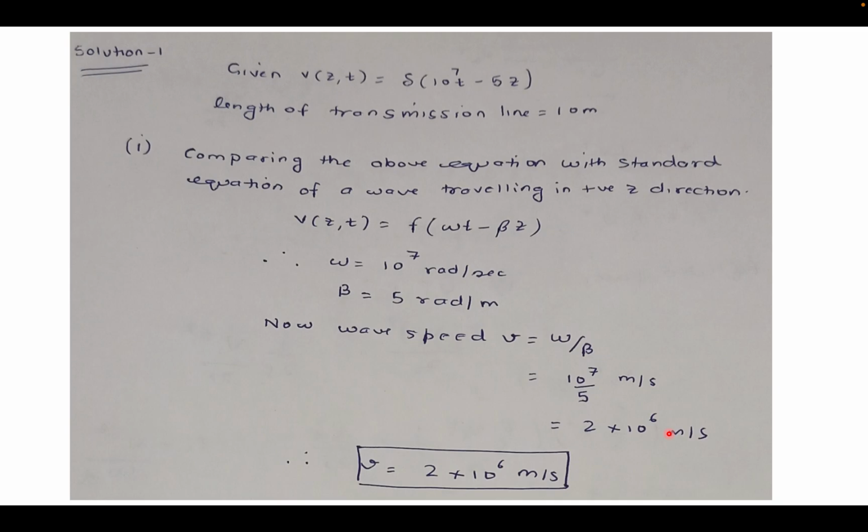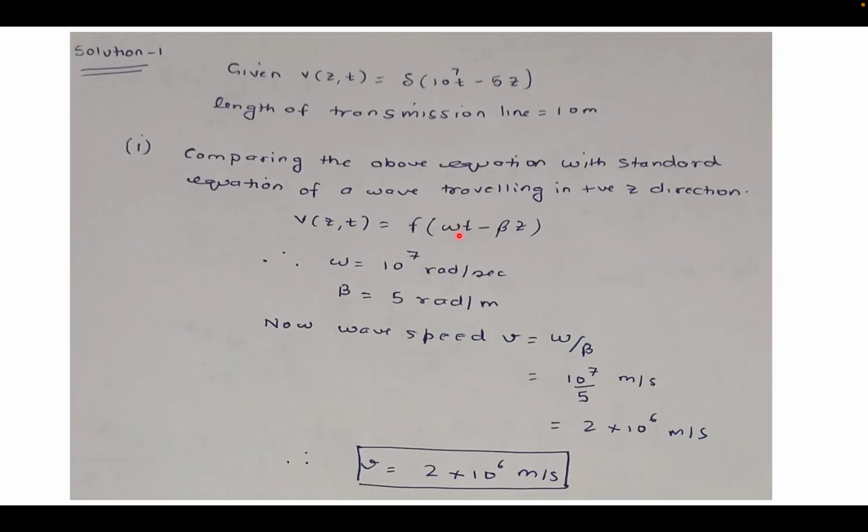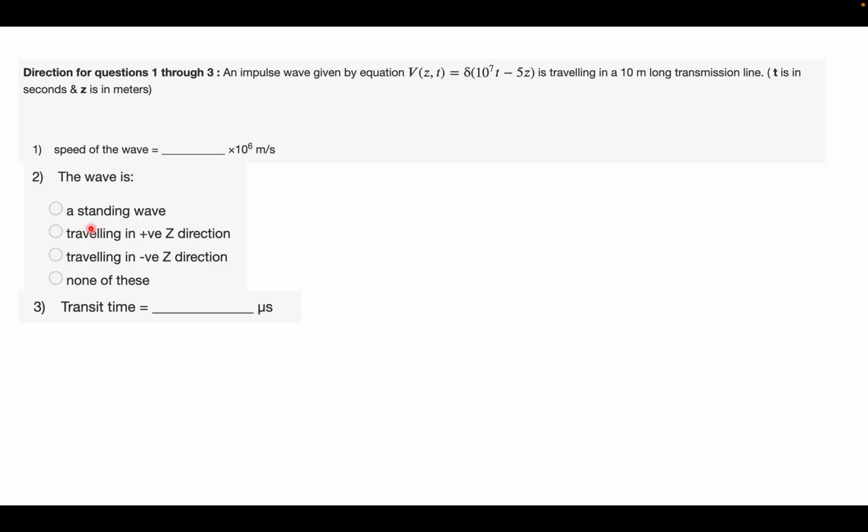Now the second part is what is the direction of this wave. Whenever you have something like omega t minus beta z, that means it is moving in the positive z direction. If it was omega t plus beta z, then you can say it's moving in the negative direction, or it can be a sum of plus and minus terms, then it can be a standing wave. In this problem it's given omega t minus beta z, so the wave is propagating in the positive z direction. So the answer of this problem is option B, which is traveling in the positive z direction.